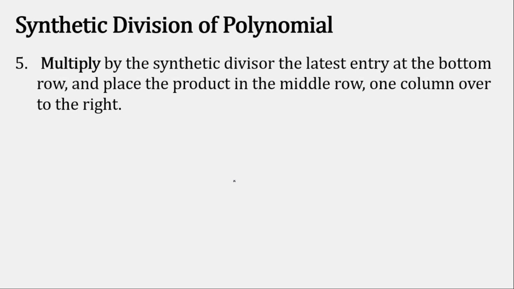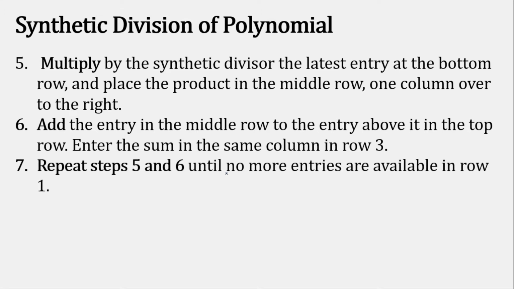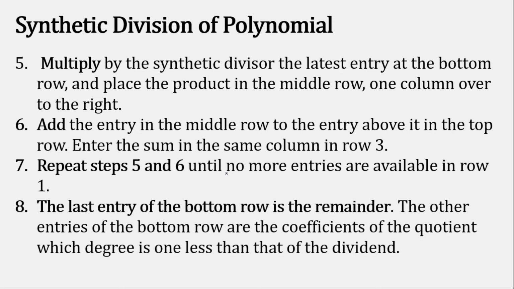Number 5 is to multiply the synthetic divisor by the latest entry of the bottom row and place the product in the middle row, one column over to the right. Add the entry in the middle row to the entry above it in the top row. Enter the sum in the same column in row 3. Repeat steps 5 and 6 until there are no more entries available in row 1. The last entry of the bottom row is the remainder.